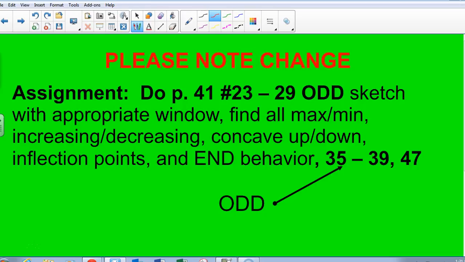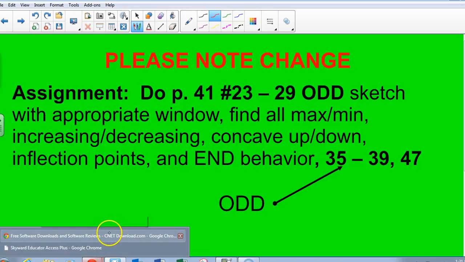You need to sketch, give an appropriate window, find all the extrema, maximums and minimums. State the intervals where it's increasing, intervals where it's decreasing, intervals where it's concave up, intervals where it's concave down, inflection points, and end behavior. Okay, pick a problem off the homework. We have 10 minutes. All of them. Sounds like a plan, then.